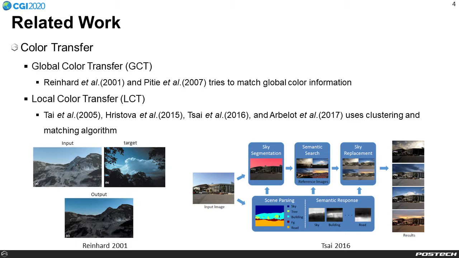Existing color transfer works fall into two categories, which are global color transfer and local color transfer, where we denote them as GCT and LCT respectively. GCT methods basically try to match global color information between input and target images, and LCT methods compute local correspondence between image pairs, cluster them, and find a mapping between the clusters for color transfer.